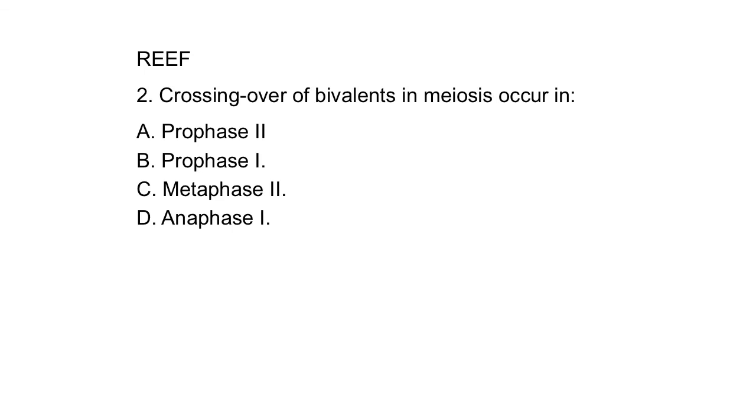So the RIF 2 question is, crossing over of bivalents in meiosis occurs in A, Prophase II, B, Prophase I, C, Metaphase II, or D, Anaphase I.